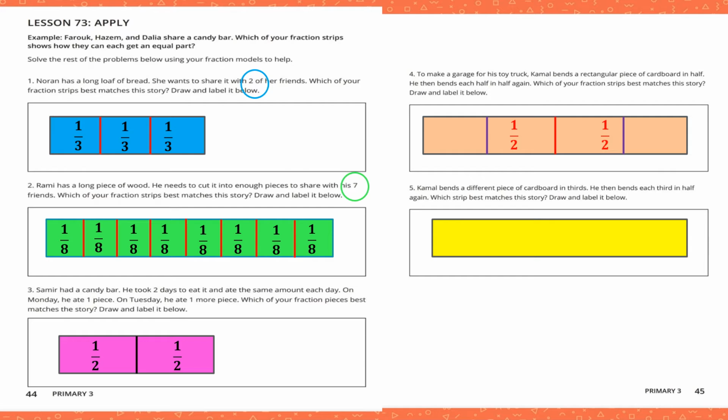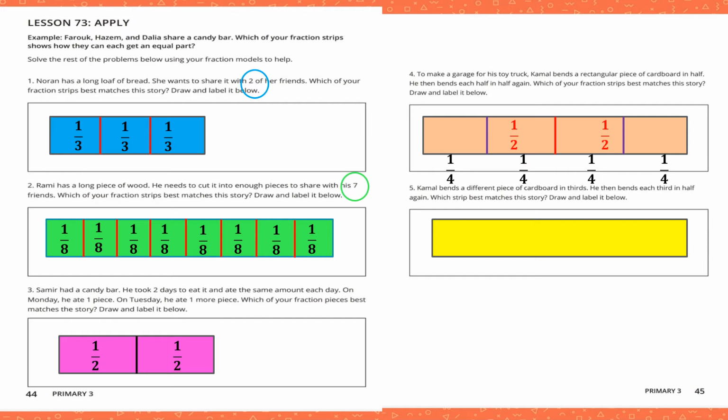The total parts are 4 parts. So each part will be 1/4. Question number 5. Kamal bends a different piece of cardboard in thirds. Yeah, we have now a different piece of cardboard.